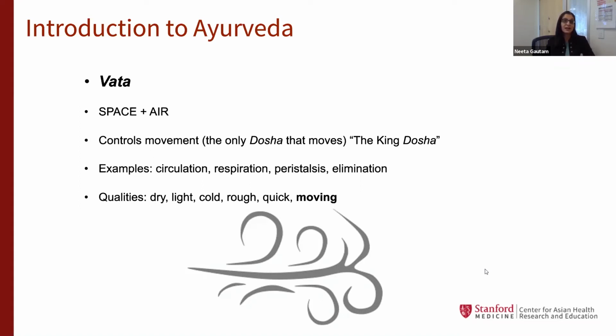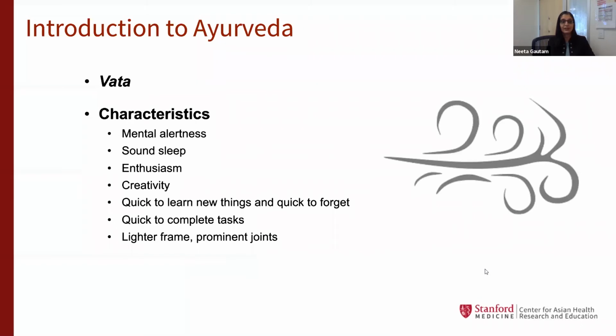And when we think of space and air, we think of Vata. The characteristics are movement, lightness, dryness, cold, rough, quick, variable. In someone who has a predominance in Vata, some characteristics you may notice is that they are very sharp mentally, very quick to pick up concepts, but can also be quick to forget. They're very enthusiastic, they're very creative, they're quick to get things done, and they're very high energy. They tend to have a lighter frame in terms of their body structure and more prominent joints if you were to look at their hands, for example.